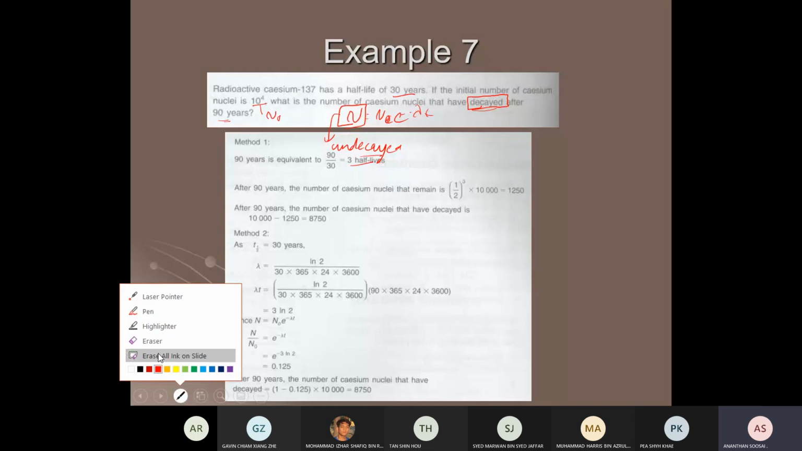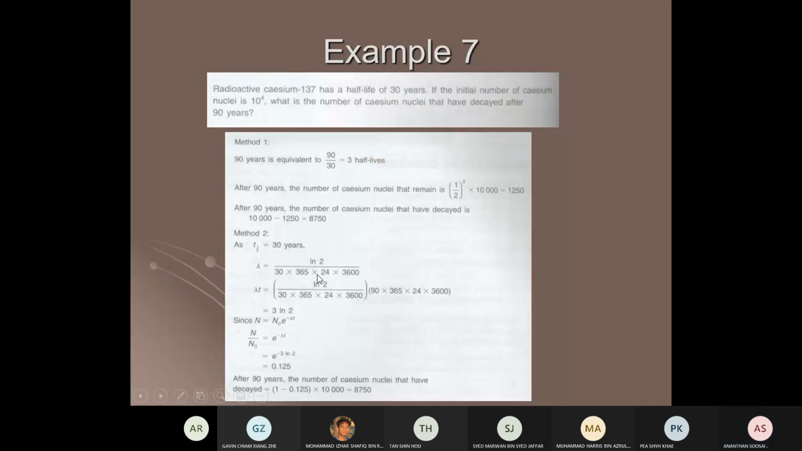Look at the working. Hope the idea in your mind is that you actually have two methods. I don't encourage you to go for the first method, because 90 years is 3 half-lives. One half-life is 30 years. So 3 half-lives, 1 over 2 to the power of 3 times the original, you get the one remaining. Then 10,000 minus the remaining, you get the one decayed. I suggest you go for the second equation, which is quite versatile. N equals N naught e to the negative lambda t to be used.